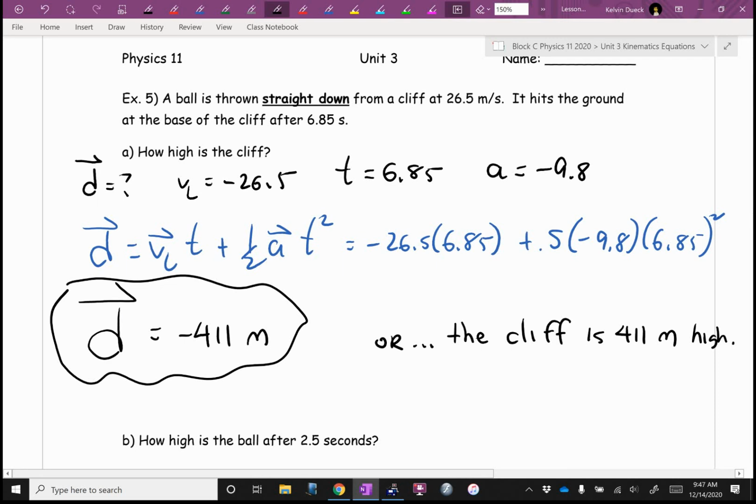And if I made a mistake, let me know, but I think I'm right. So I ended up with negative 411 point something. And then I leave the negative there, but if you ask me technically for the height, well, we would say it's positive 411 meters high, just because in English we don't describe heights with negatives. But whatever.